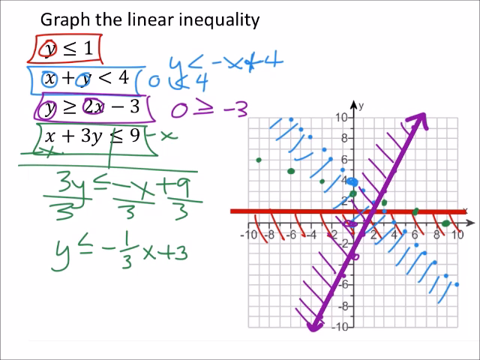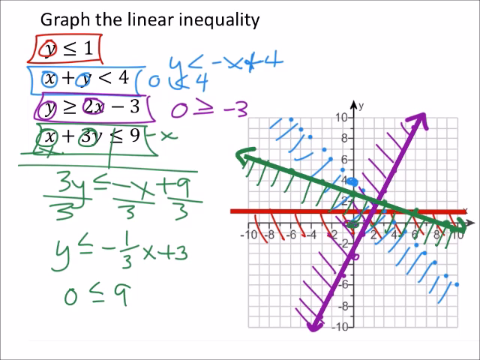This one also is a solid line, so it looks all right. And so we can test the point once again. 0, 0. So I got 0 plus 0. Is 0, rather, less than or equal to 9? That's true. That's why I would shade beneath the green.